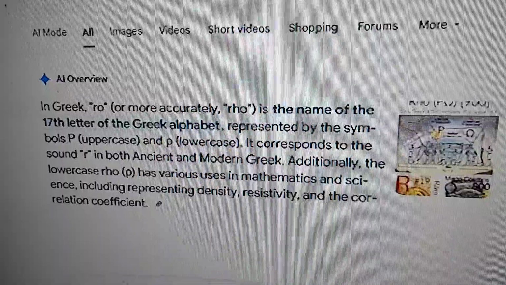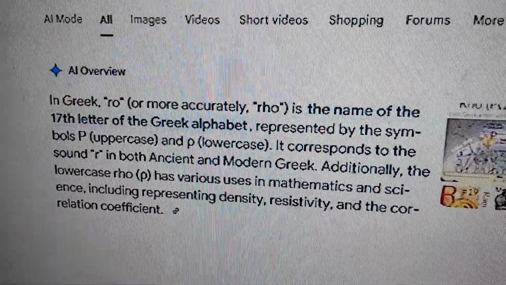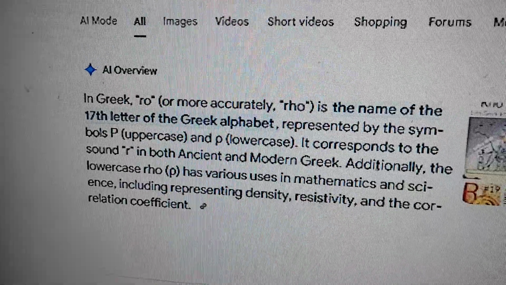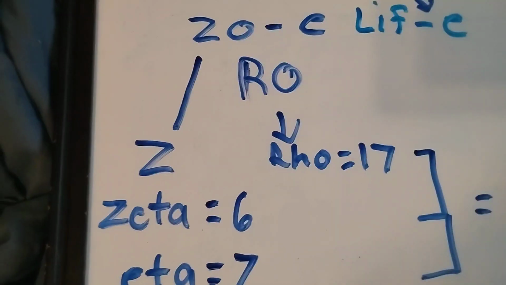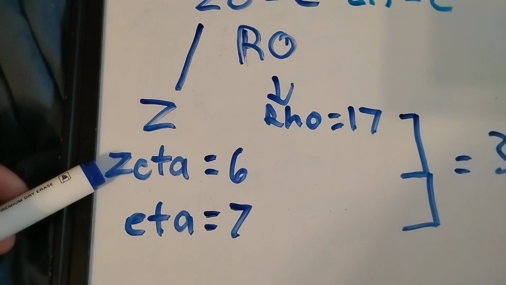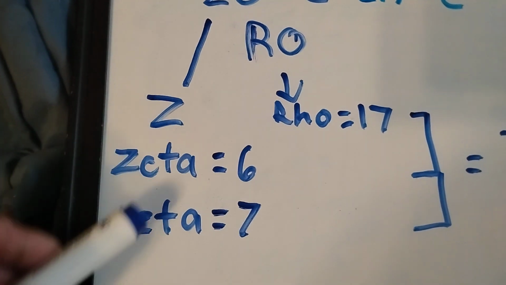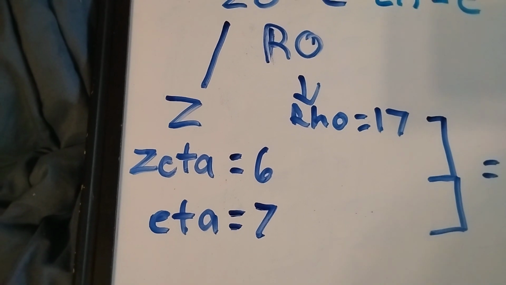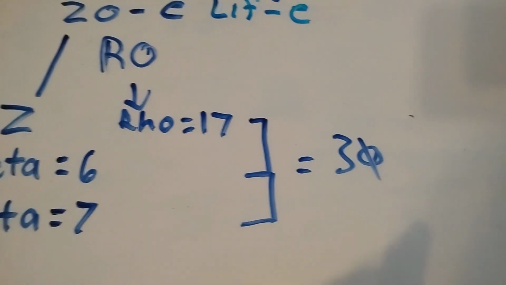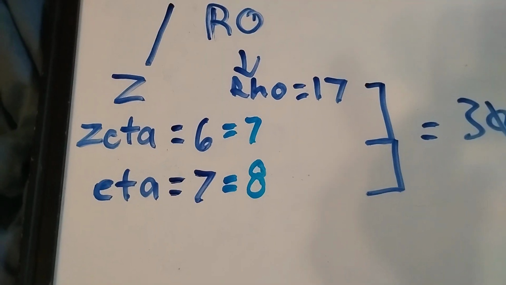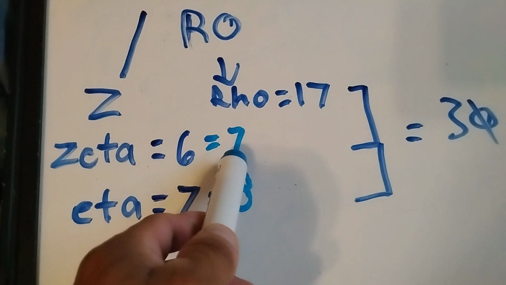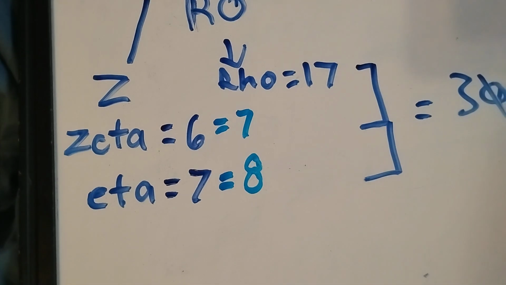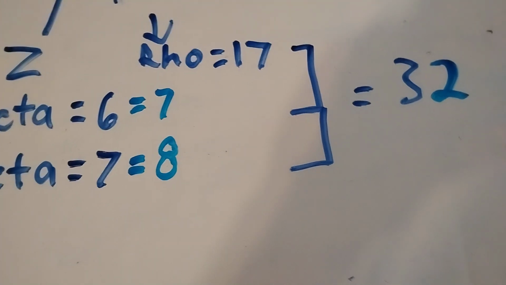And of course rho in Greek, more accurately R-H-O, is the name of the 17th letter in the Greek alphabet, which has a value of 100. We have the Z, which is zeta, which is 6. Eta, you drop that ETA, 7. 6, 7, 17 is 30. Now zeta is also representative of 7, and eta, being the 7th, is actually 8. If you add those up, you get 32.